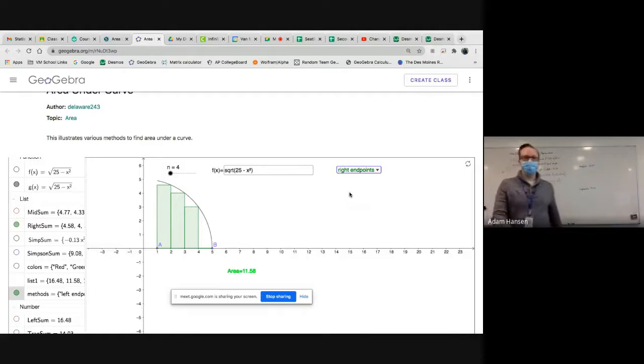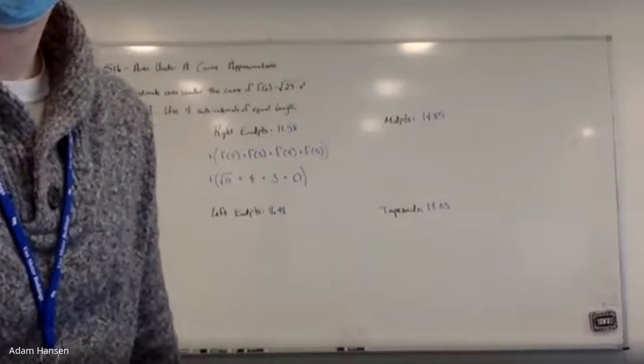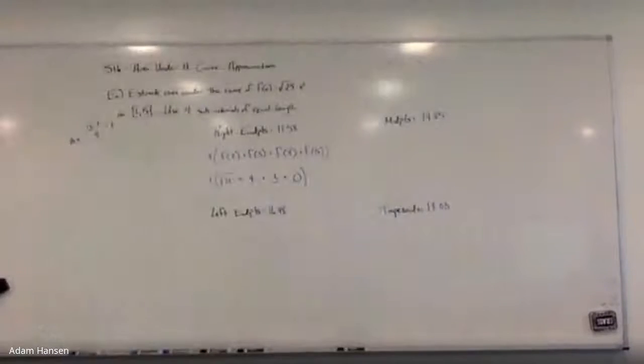So, using the calculator next. We'll do 1 times square root of 21 plus 4 plus 3 plus 0. I got about 11.58. Is that roughly what we should have? Yeah, it's good according to what the key said that I put up there earlier.